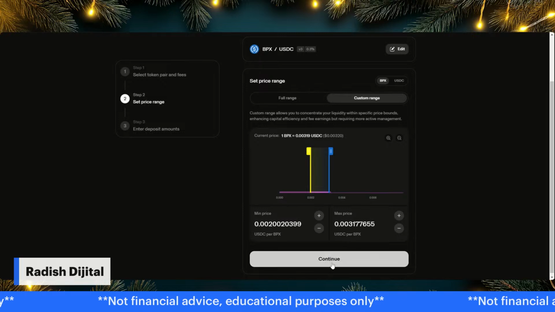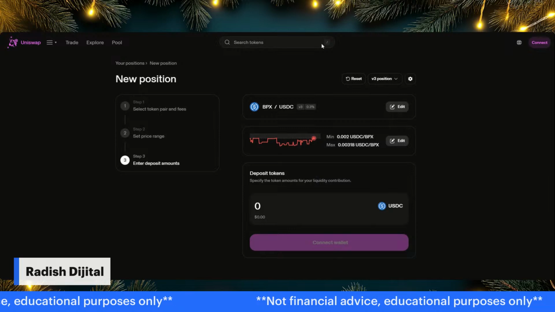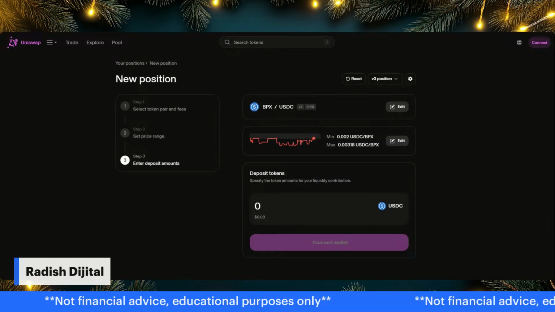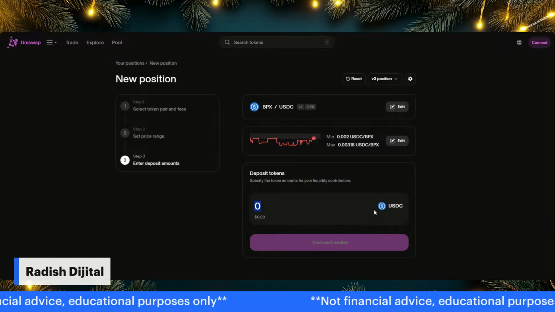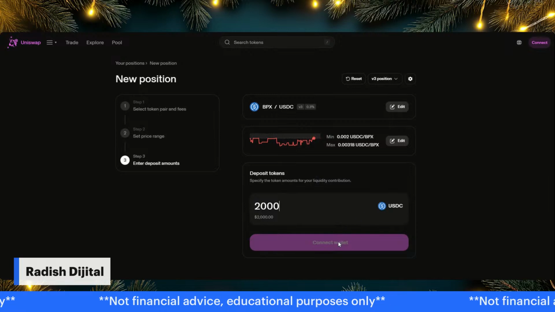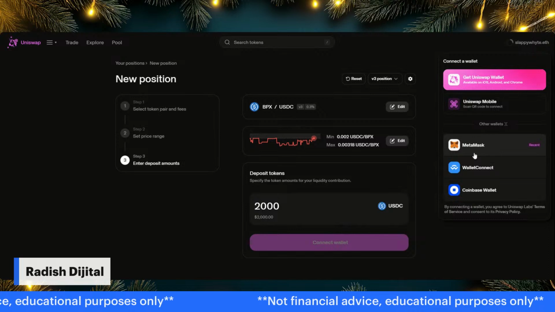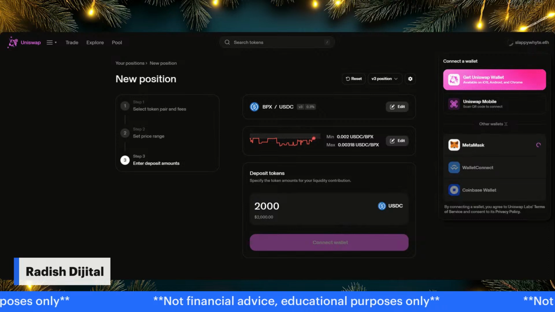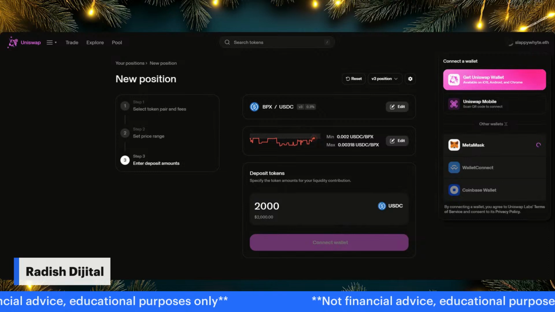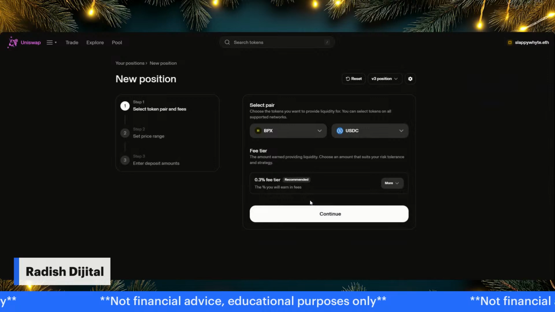All right, so hit continue here. Sure. Yeah. All right. And so this is all looking good. Enter deposit amounts. All right. And so here we want to do, let's see, we'll do $2,000. And, ooh, looks like my wallet's not connected anymore. All right. I could have shared that, but I'm going to leave that out. That's just connecting my MetaMask.